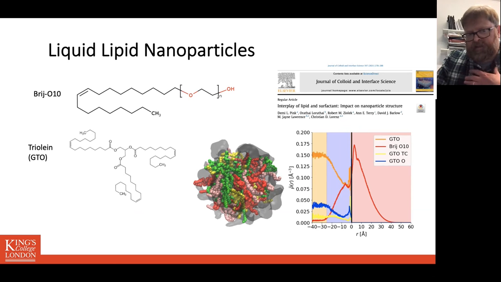Then after we studied these solid lipid nanoparticles, we wanted to study liquid lipid nanoparticles, which are basically the same thing, except that the triglycerides have unsaturated double bonds in the chains, which cause them to kink and result in the nanoparticle being liquid, instead of the fully saturated ones, which are able to crystallize inside the core. And we use the same surfactant again.